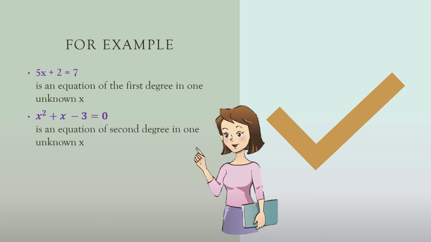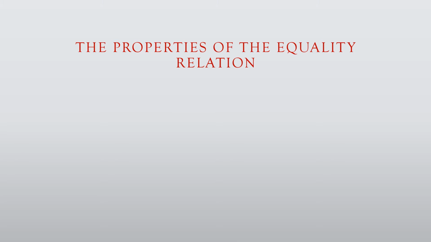X power 2 plus x minus 3 equals 0 is an equation of second degree in one unknown x. 2x plus 3y equals 5 is an equation of first degree in two unknowns x and y. The properties of the equality relation.